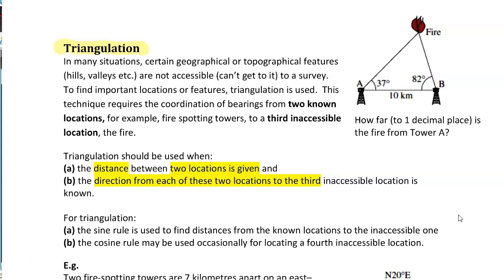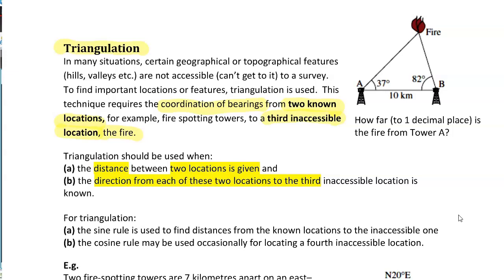This technique requires coordination of bearings from two known locations, for example fire spotting towers, to a third inaccessible location, the fire. So here's a little diagram. We've got the two towers here, and between them they can say, okay, tower A has that bearing to where they can see the fire. Tower B has a bearing to where that fire is, and with all that information we can figure out exactly where that fire is.